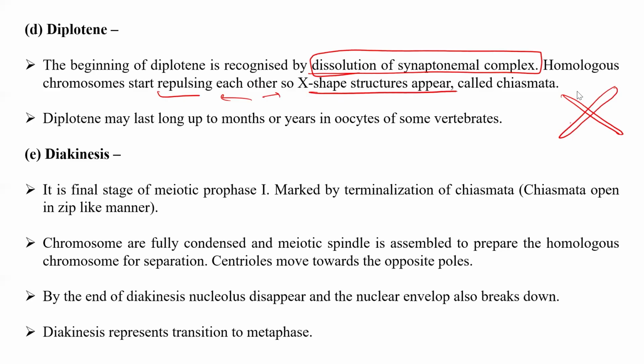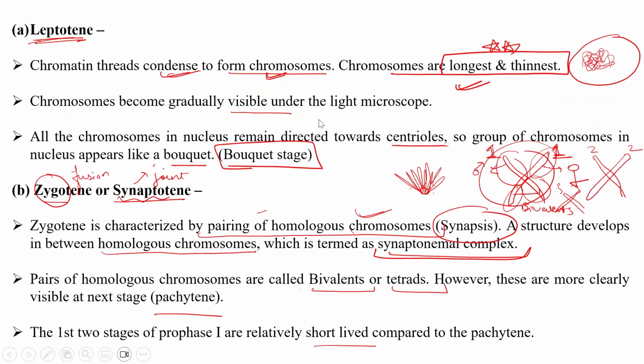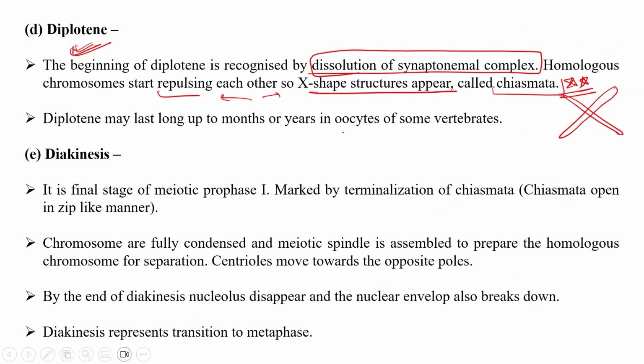This is known as the chiasmata. So these terms are important. Chiasmata is formed during the diplotene stage, while recombination happens in the pachytene stage. So these stages are important. So the X-shaped structure called chiasmata is formed, and in certain cases, for example in the oocytes of some vertebrates, it may last up to months or years.